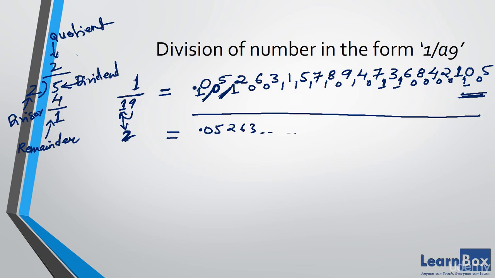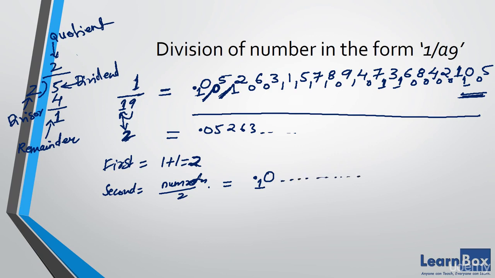So what we are doing here is, first thing, we find out 1 more than the previous one. So 1 plus 1, which is 2. Second, we divide this by 2, and then we write it like this: point, numerator by 2, and we write it in terms of quotient and remainder. So 0 is the quotient, 1 is the remainder, and this goes along.